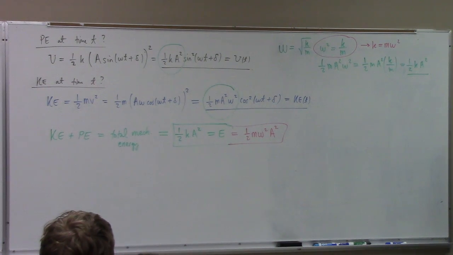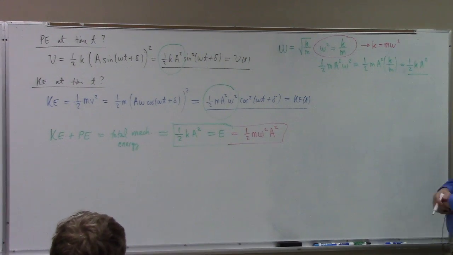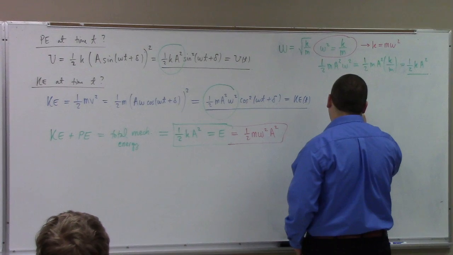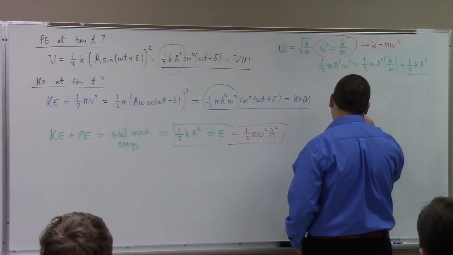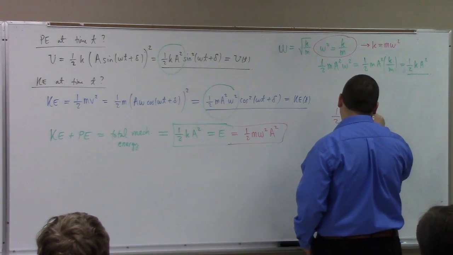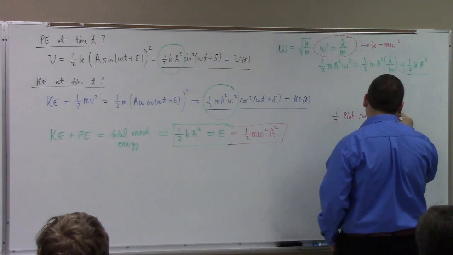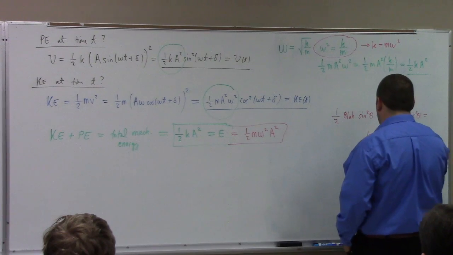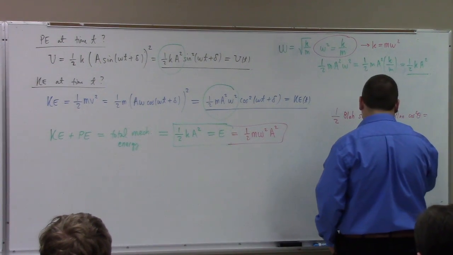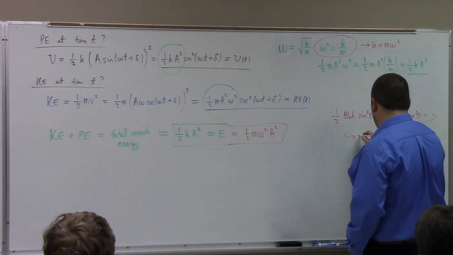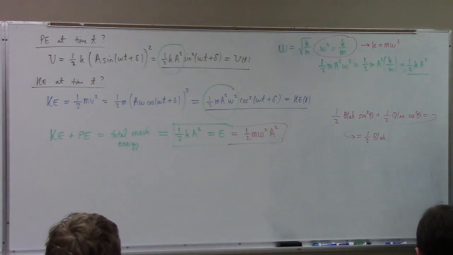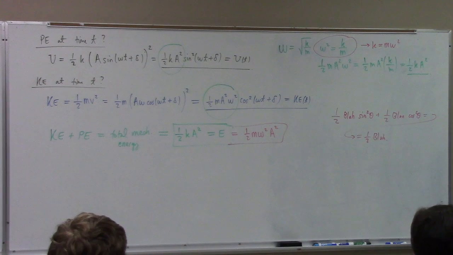Sine squared plus cosine squared is 1. It was like a 1/2. Yeah, but plus the 1/2 a squared. 1/2 blah sine squared theta plus 1/2 blah cosine squared theta is equal to 1/2 blah, because we factor out the blah and the 1/2, and we've got sine squared plus cosine squared, which is 1. So, yeah.